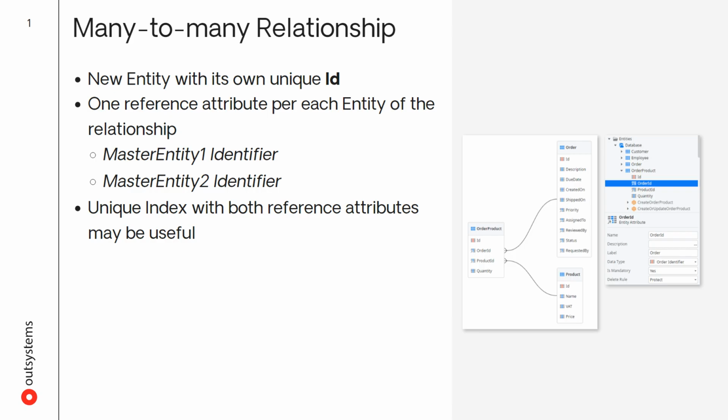To avoid duplicate records in this new entity, it may be useful to create a unique index with both reference attributes. This way, it would never be possible to add two records to order product with the same combination of order ID and product ID. And this is how we can define many-to-many relationships in OutSystems Developer Cloud.